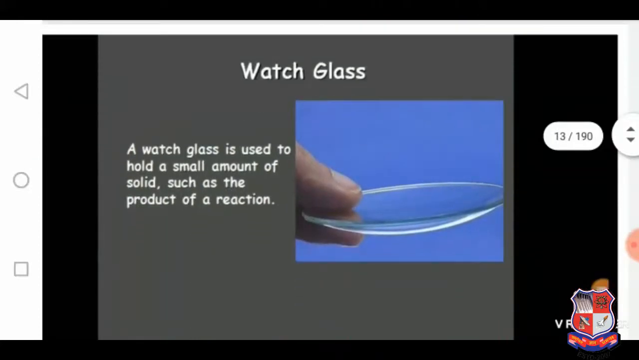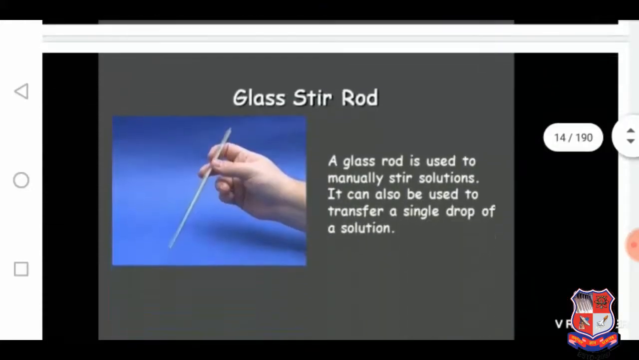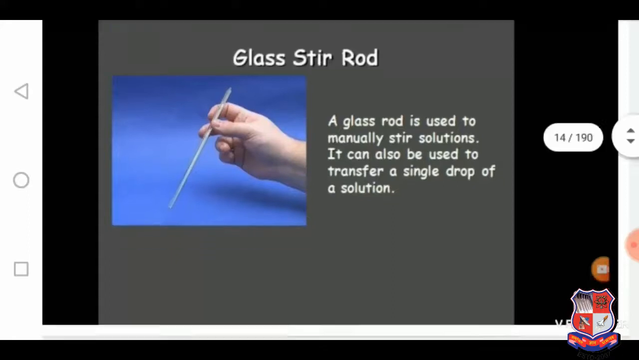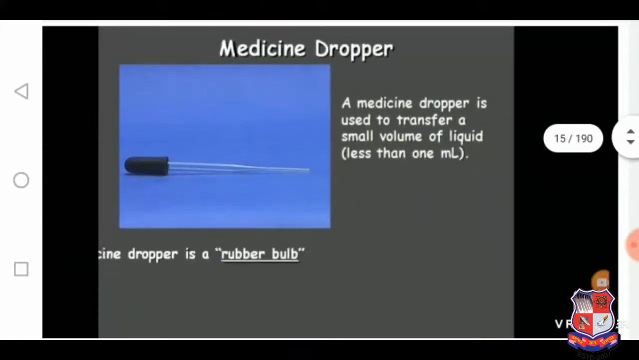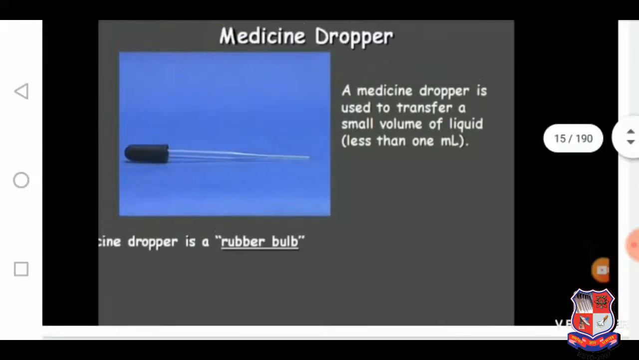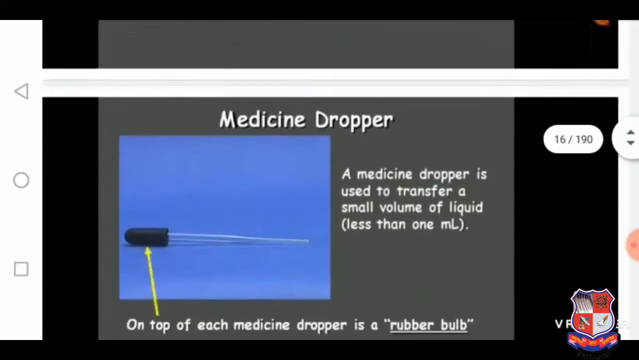Watch glasses are used to hold a small amount of solid, such as the product of a reaction. Glass stirrer rod. A glass rod is used to manually stir solutions. It can also be used to transfer a single drop of a solution. Medicinal droppers are used to transfer a small volume of liquid. There is always a rubber bulb on the top of that pipette, which is here black in color.